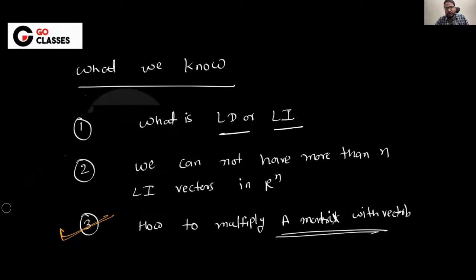So first, we know what linearly dependent and independent mean. We also know how to multiply a matrix with a vector. And we also know that in R2, or in Rn, more than n vectors cannot be linearly independent, right? So these things we know. Now we are entering into the world of linear algebra with the basic information that we know. Okay, so this is just a summary.